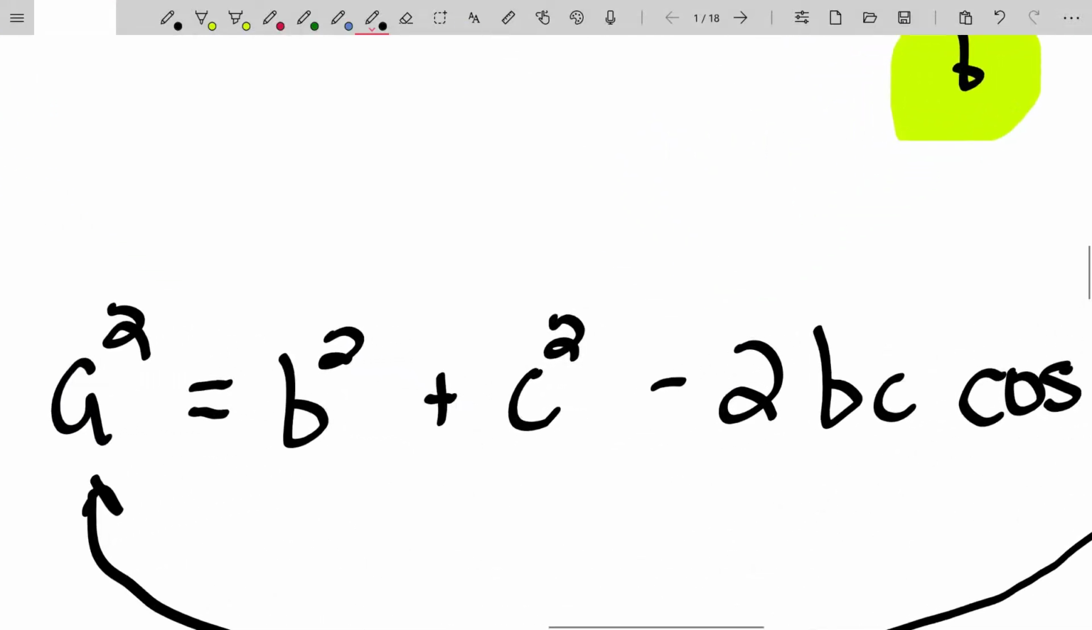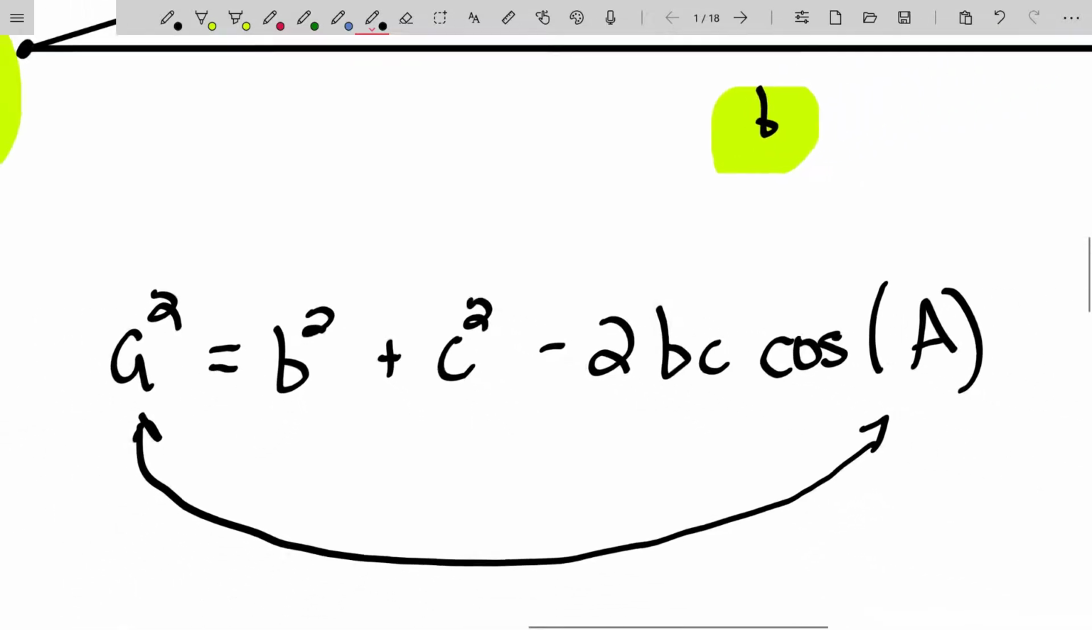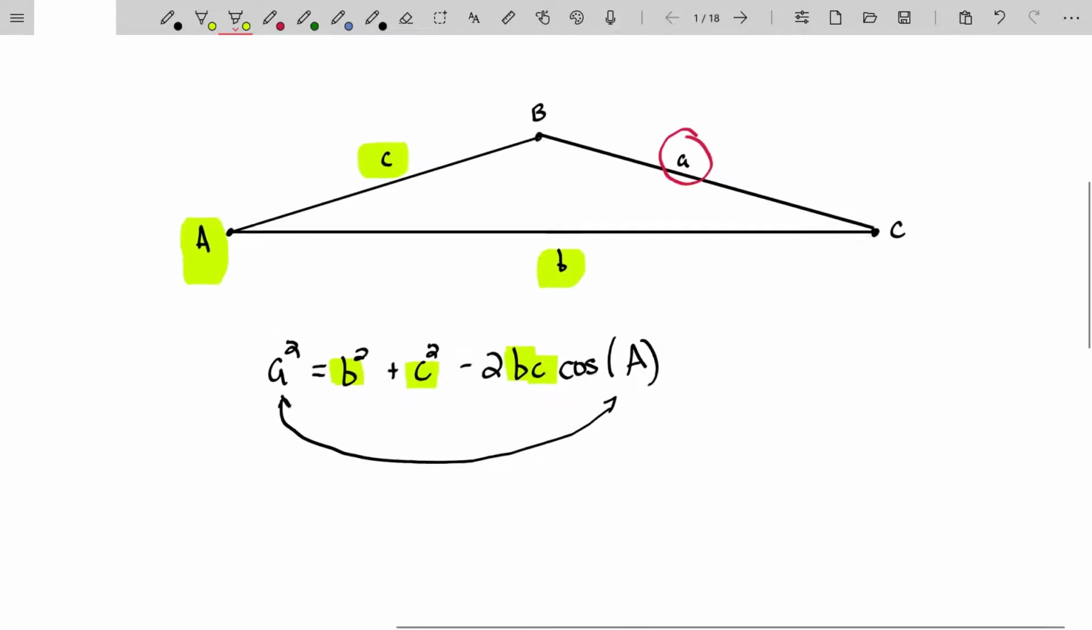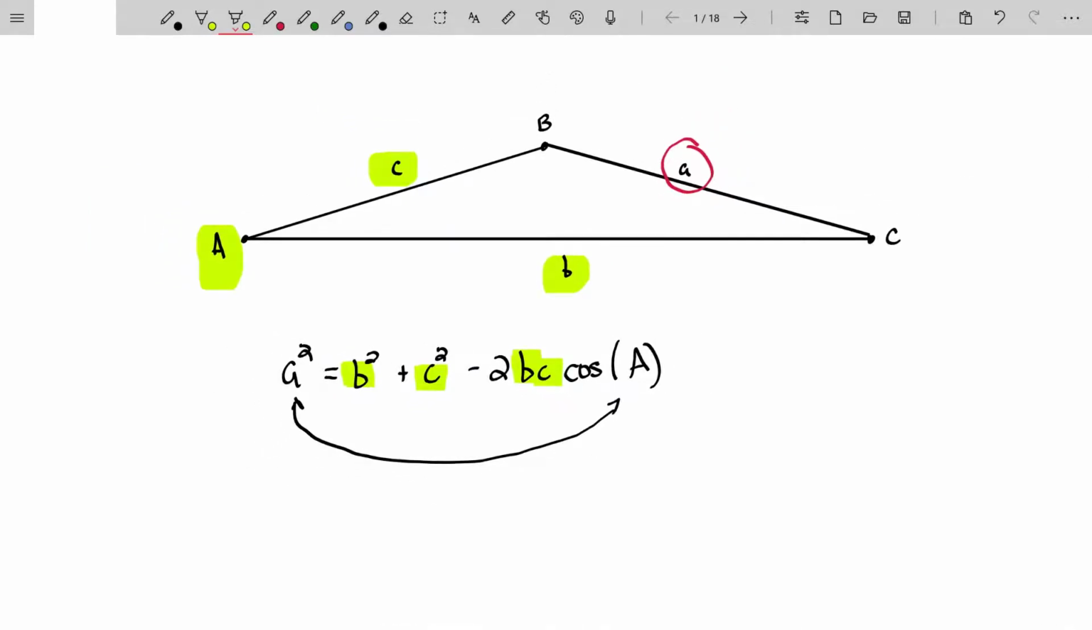The rest of the stuff really involves the other sides. So the sides that we're not trying to find, which are B and C, are all listed cleanly right there. Notice in that equation, I have all the stuff I know highlighted there, and we can easily find A by taking the square root of both sides.